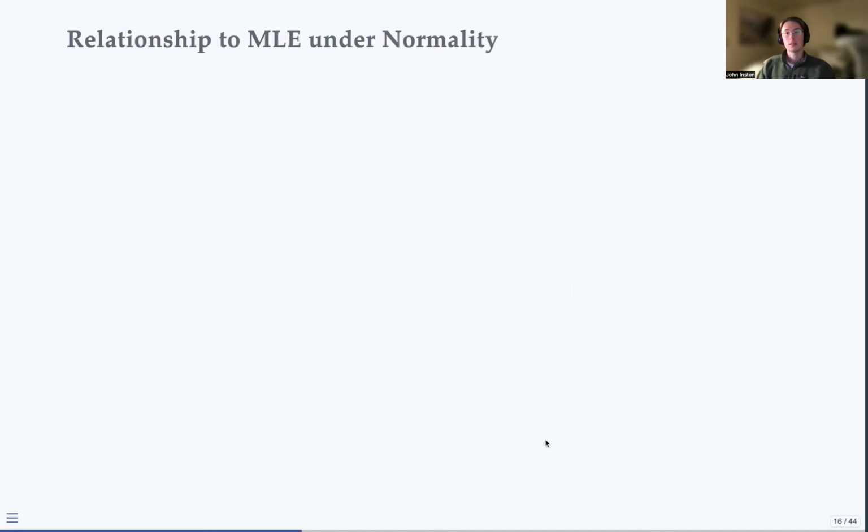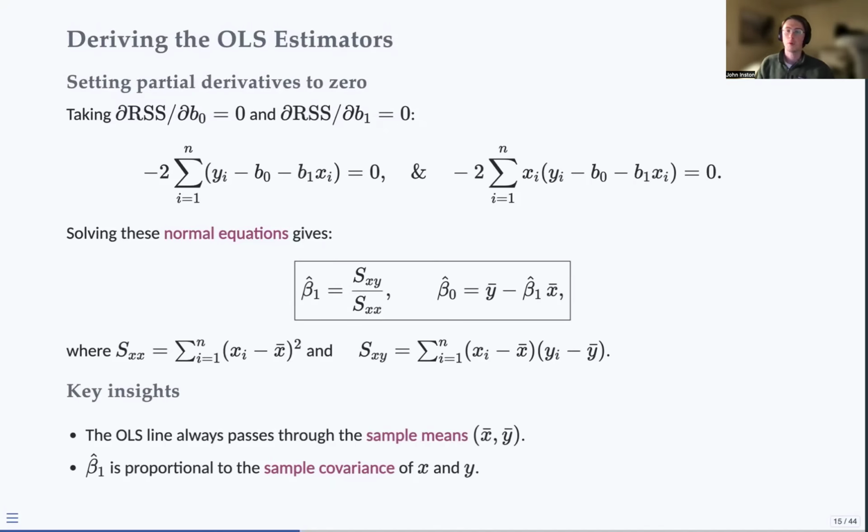A quick aside, we can just do some quick maximum likelihood estimations. So far we've considered ordinary least squares estimation, and in earlier lectures I discussed with you how maximum likelihood estimation is also a way we can compute these.